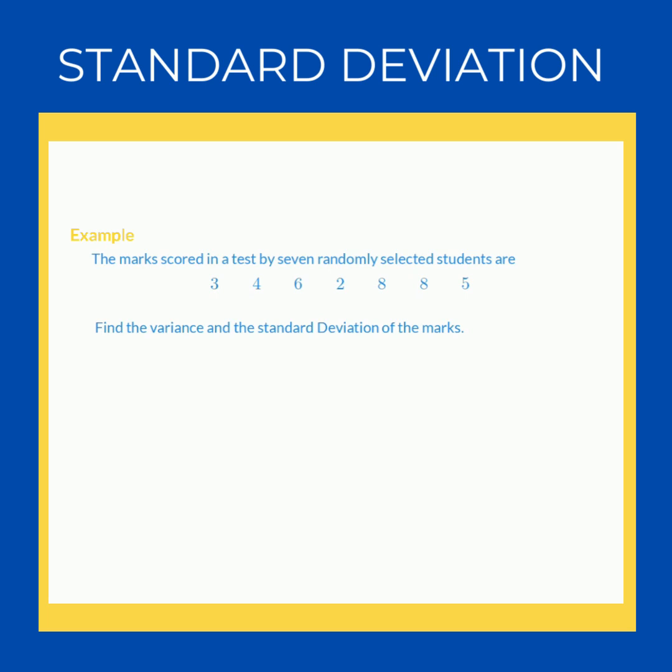So in the first column we have x. The values are 3, 4, 6, 2, 8, 8, 5. Now in the second column we need to find the mean.